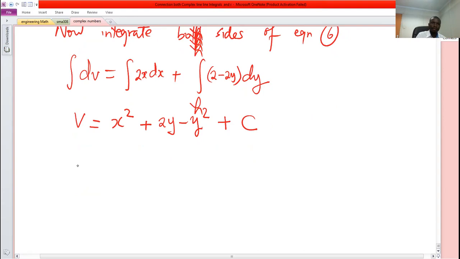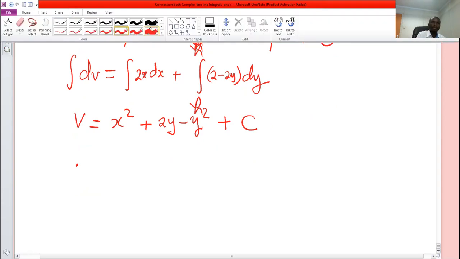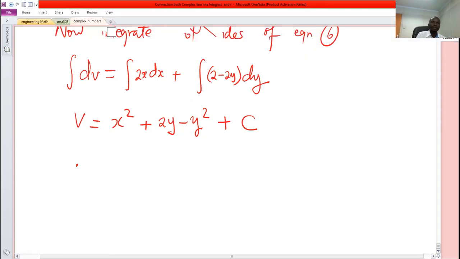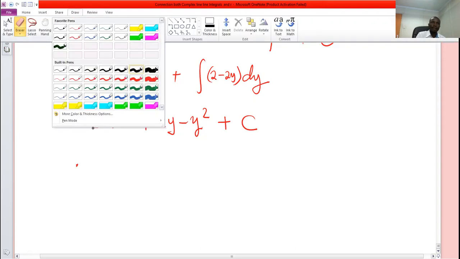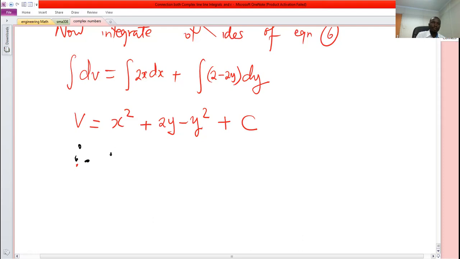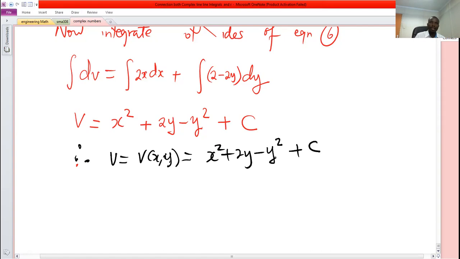So therefore, the value of the conjugate function v, v of x comma y, is given by x squared plus 2y minus y squared plus c.